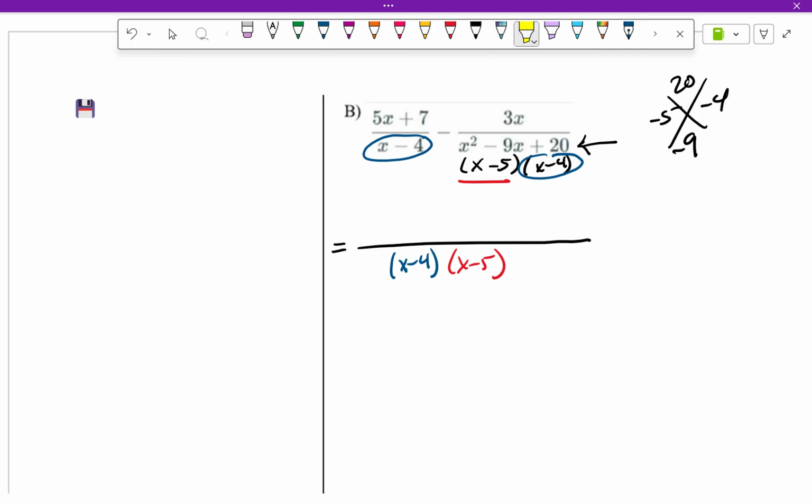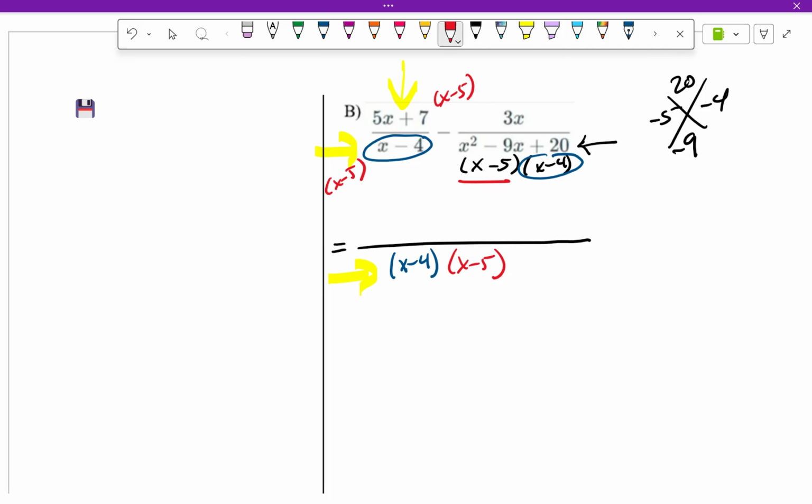Okay, we're ready to compare. I'm looking at this first fraction, and I'm comparing that denominator to this denominator. What's missing or different? X minus 5. So I need to multiply by x minus 5. Technically, haven't I already multiplied the denominator by x minus 5? Yeah, we took care of that in our LCD.